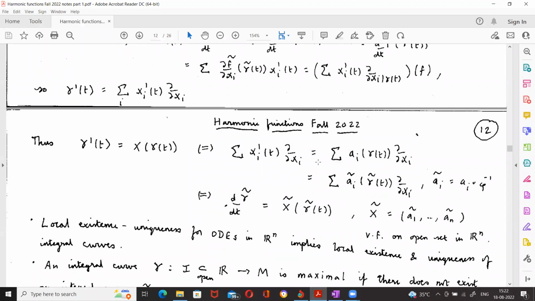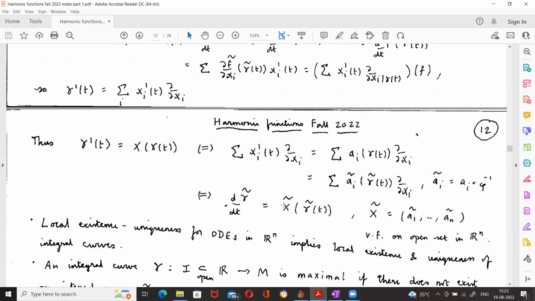All right. So this ODE, gamma prime t equal to x of gamma t. We see that we write each side in terms of the basis del xi, and then this becomes an ODE in Rn, right? d/dt of gamma tilde is equal to x tilde of gamma tilde t, where x tilde has coefficients a1 tilde to an tilde, where each ai tilde is ai composed with phi inverse. So these are smooth functions in Rn, right? Is this clear?